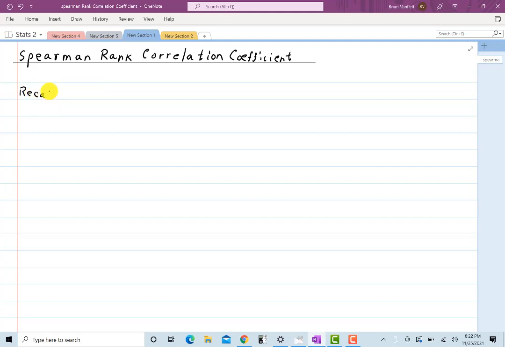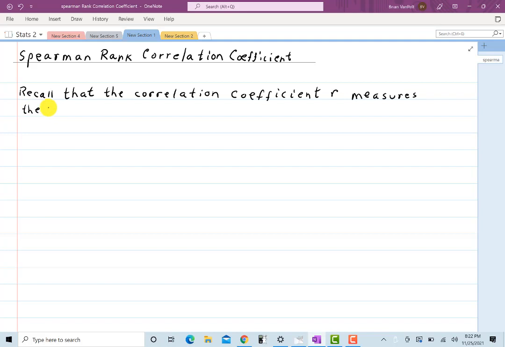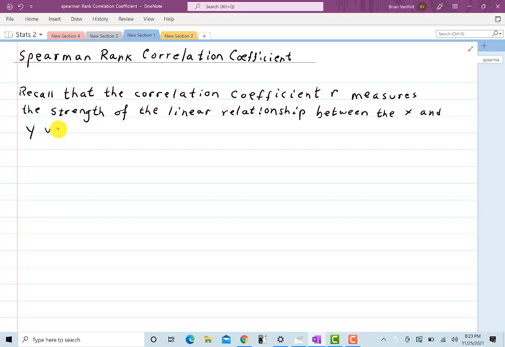Recall that the correlation coefficient R measures the strength of the linear relationship between the X and Y variables.